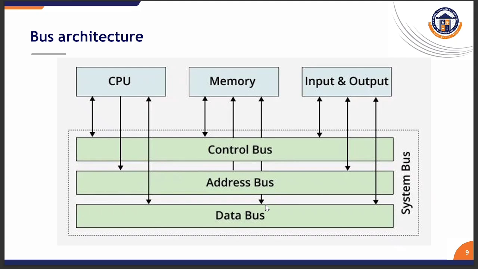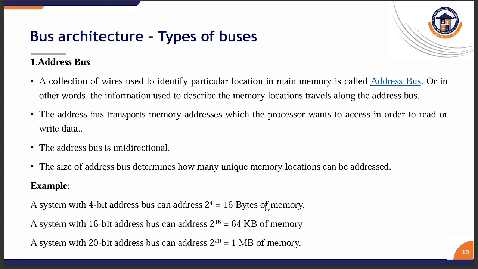Address bus. The collection of wires used to identify a particular location in memory is called the address bus, or in other words, information used to describe the memory location travels along the address bus. The address bus is unidirectional. The size of the address bus determines how many unique memory locations are addressed. If it is a 4-bit address bus, then 16 bytes of memory. If it is 16-bit address lines, then 64 KB of memory. If it is a 20-bit address bus, then 1 megabyte of memory.